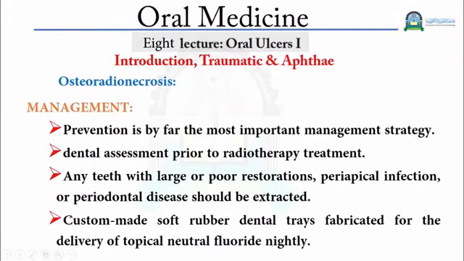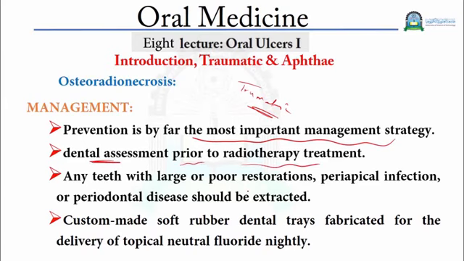How to manage osteoradionecrosis? Prevention is by far the most important management strategy. So prevent the factors. Don't do any traumatic extraction for a patient who has undergone radiotherapy within the last 1 year, and other causes should also be prevented. Dental assessment of the patient prior to radiotherapy should be done. Any teeth with large or poor restorations and periapical infections as well as periodontal diseases should be extracted atraumatically.